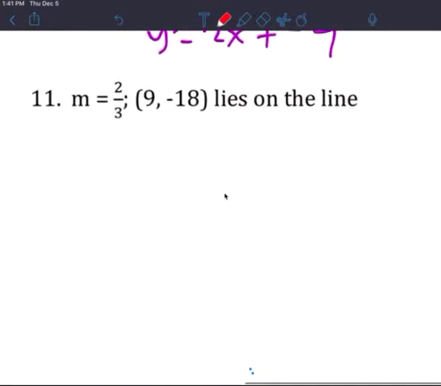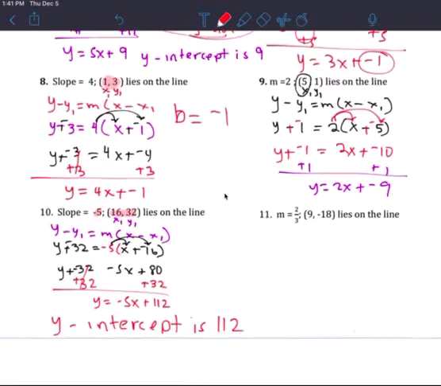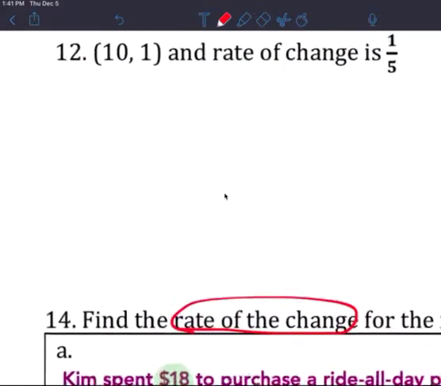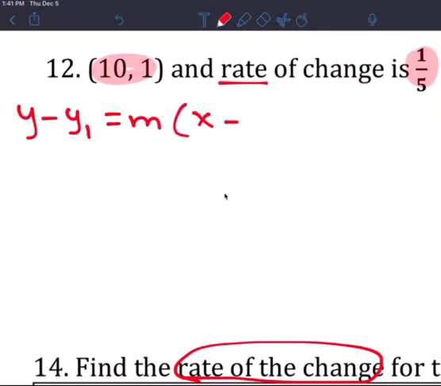Okay, number 11. We did number 11 in all my classes, so I won't do number 11. Number 12, start out with the point slope formula. I'll call it solve rate of change. Y minus y sub 1 equals m parentheses x minus x sub 1. Point slope formula. It's x sub 1, y sub 1.